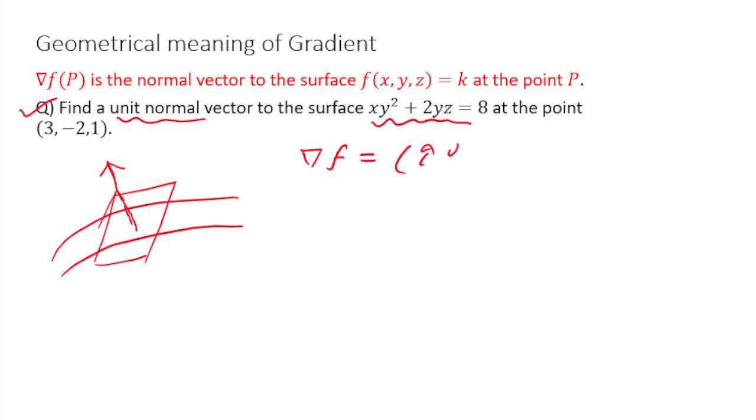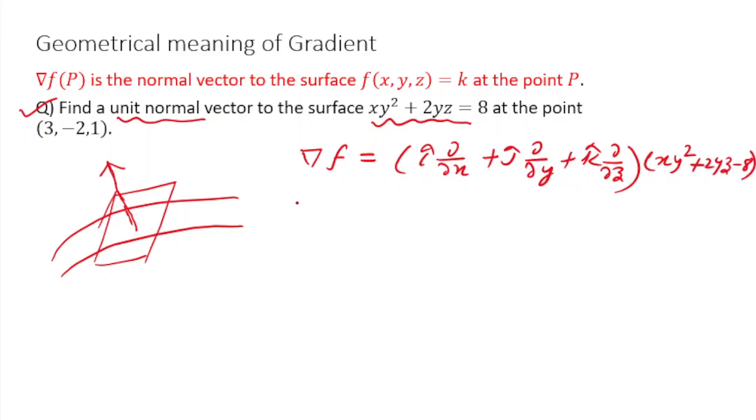So I take i del by del x plus j del by del y plus k del by del z. And the function that we have can be written as xy square plus 2yz minus 8. So I write xy square plus 2yz minus 8. Now let us evaluate it quickly. So i cap, del by del x of this quantity. We have x in the first term, we have y square, so I write y square. There is no x in the other terms, so I just close the bracket.